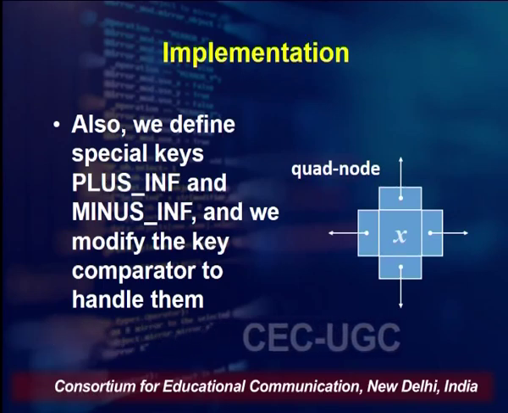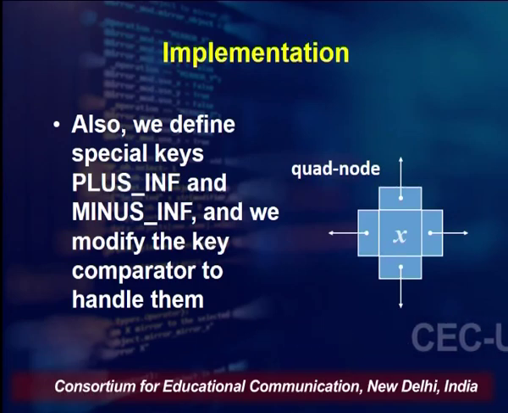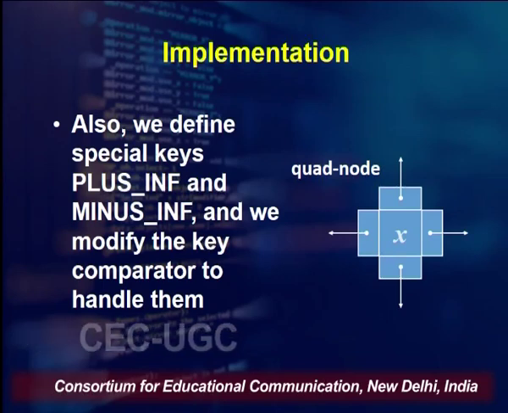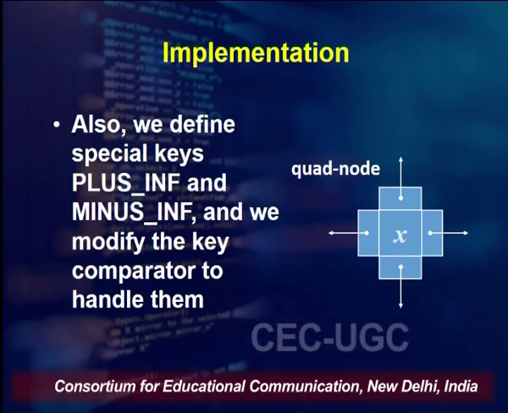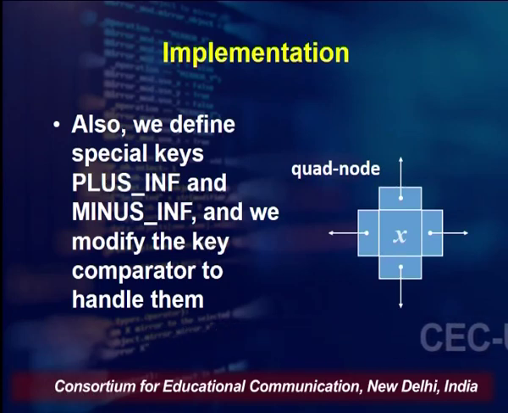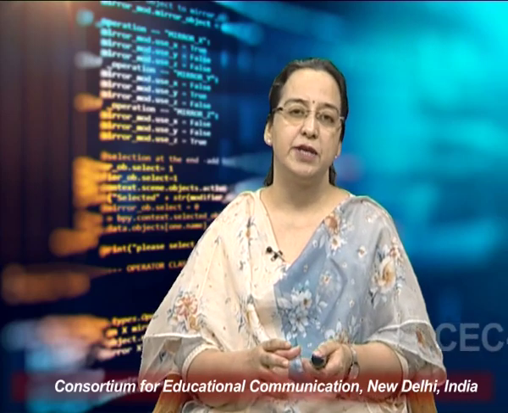So, while going with the implementation, we need to be careful with all these details. First we need a quad node which is having 4 pointers pointing in all the directions, top, below, forward, backward, and also a particular node item obviously will be there, and the important thing is the key comparator should be able to handle the special keys which are plus infinity and minus infinity.